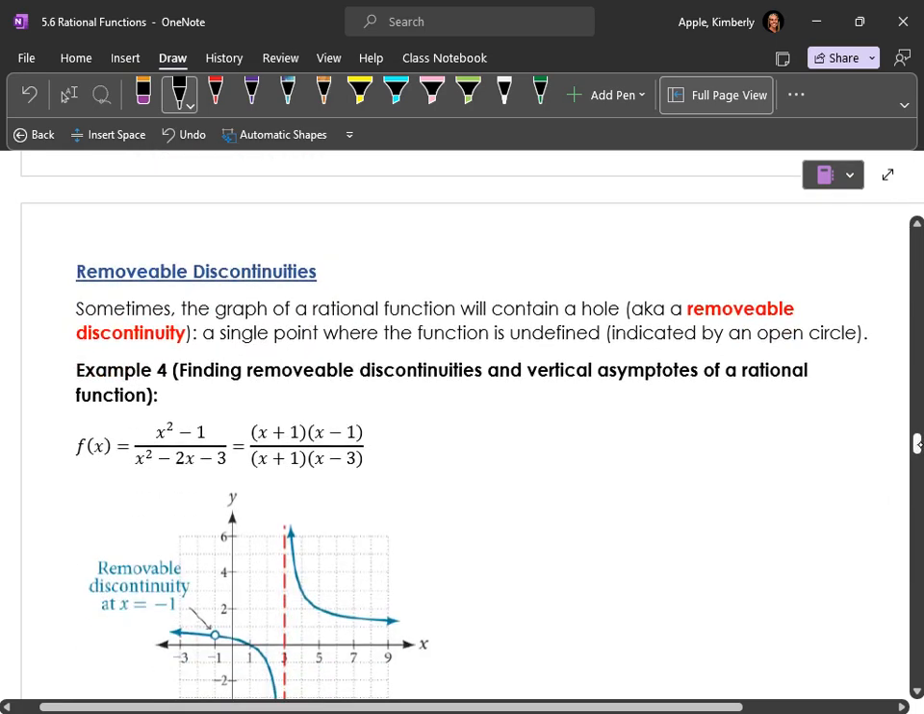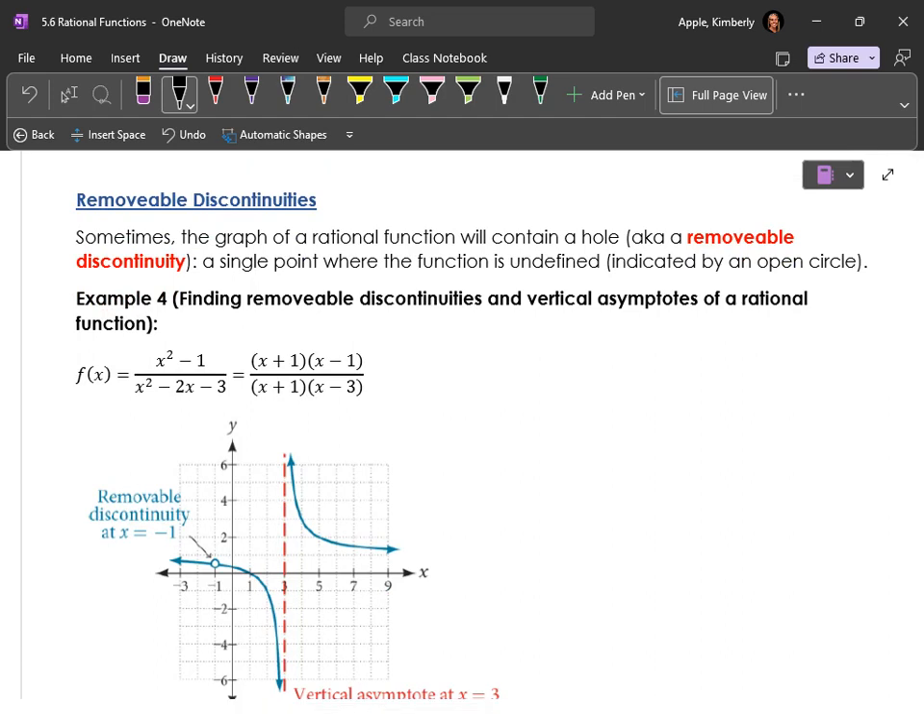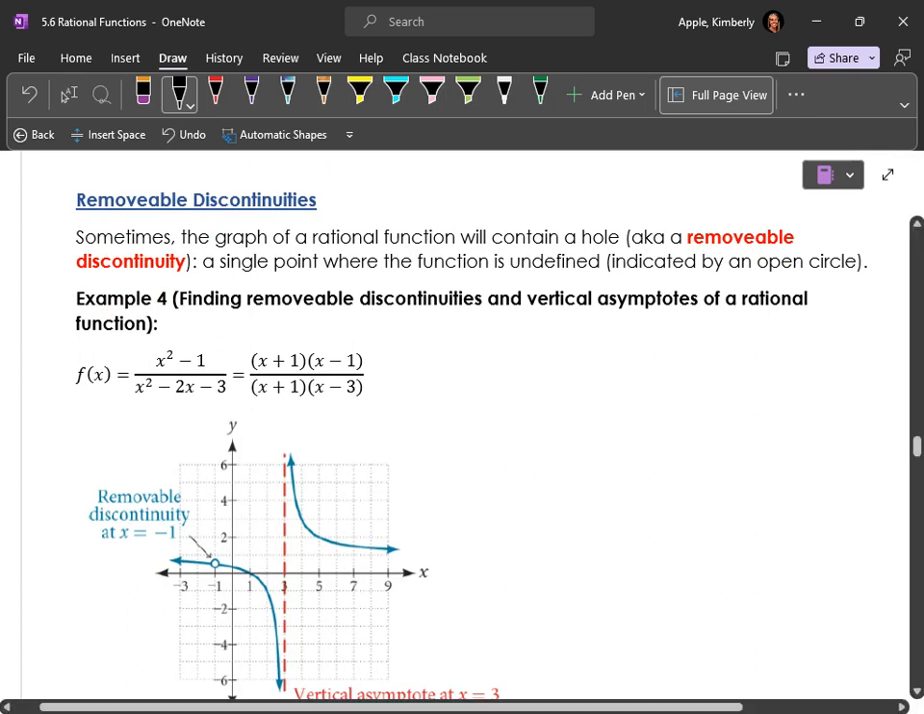Okay. Now let's talk about removable discontinuities. We call these holes also. Basically, it's a single point where the function is undefined rather than an entire asymptote. The process is the same: you take this function, you factor the top, you factor the bottom, and we see what cancels out.